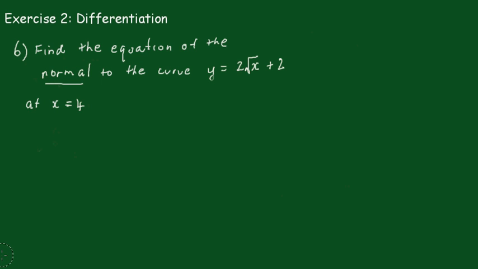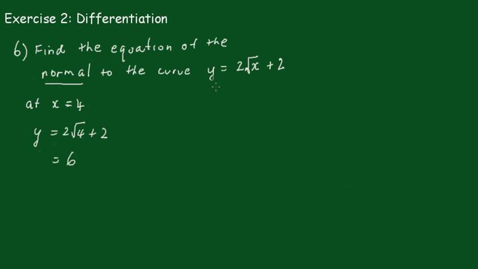Alright, number 6, we have to find the equation of the normal to the curve y equals 2 root x plus 2 at x equals 4. Now, let's pause the video. Alright, now we need to find the y value first, so we'll put 4 into this, and we get y equals 2 root 4 plus 2, and that gives me 2 times 2 plus 2 is 6.